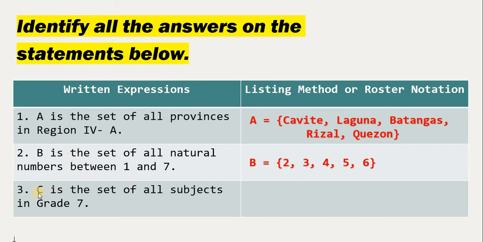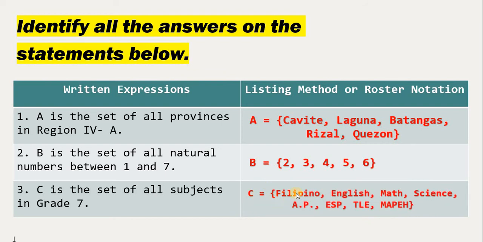Last example, C is the set of all subjects in grade 7. Okay, so yung mga subjects lang sa grade 7. So we have C is equal to Filipino, English, Math, Science, AP, ESE, PLE, and Math. So ito lang naman yung subjects sa grade 7. Diba? So, well-defined part.